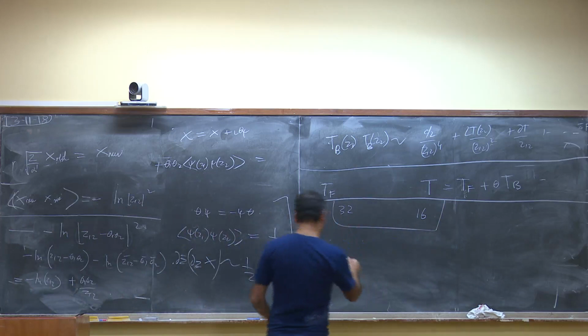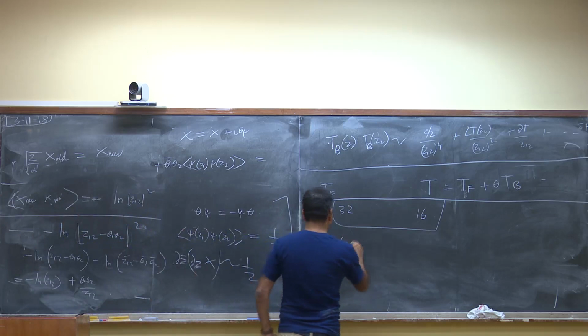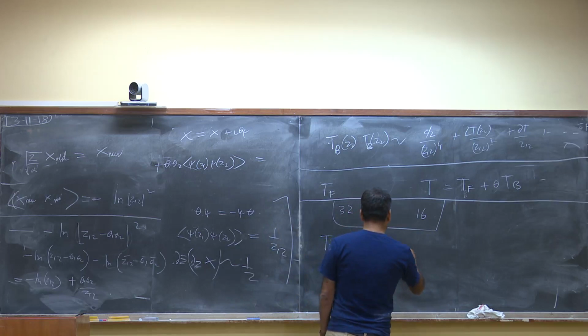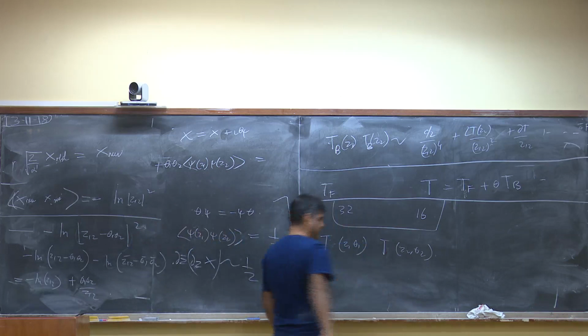Let me just start setting this up, and then I'll ask you to try to play around, and then we'll finish this next class. So the thing that we want to do is we've got TF of Z1 theta 1, TF of Z2 theta 2, and we want to find all the singular terms in the OPE. Not TF, just T, sorry. The full superfield.